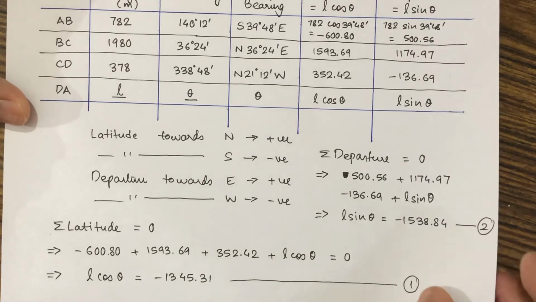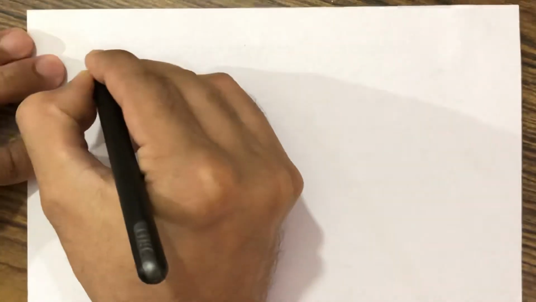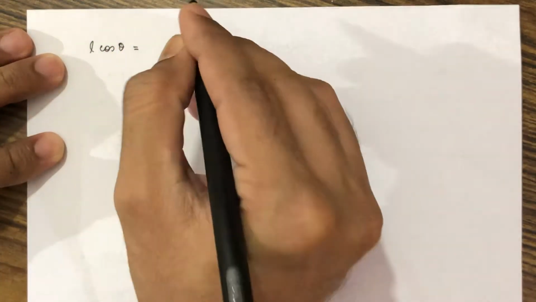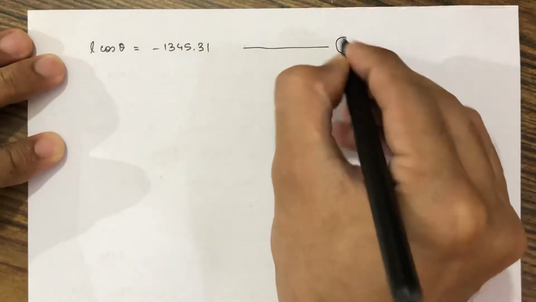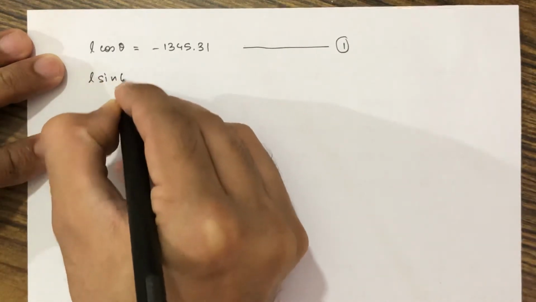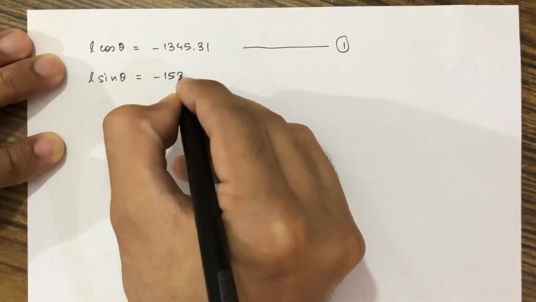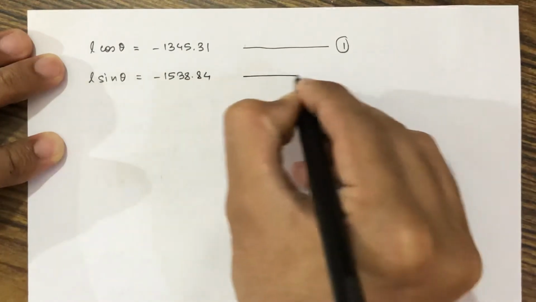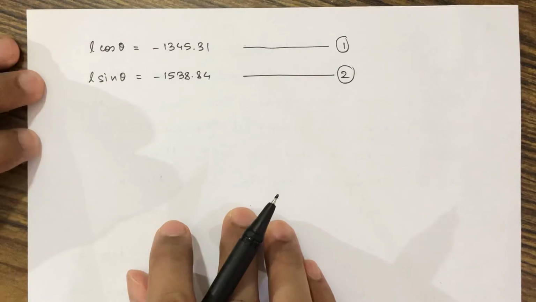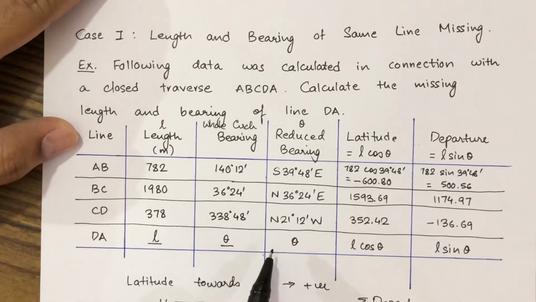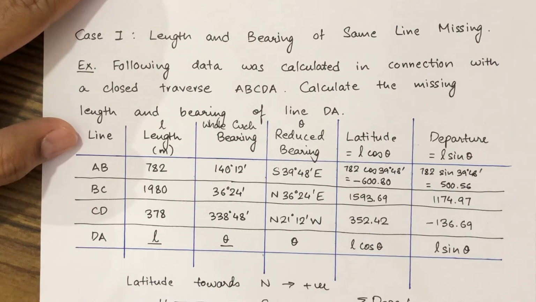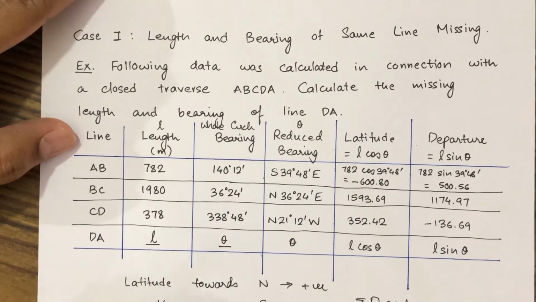Okay, so I'll write down these equations here as well. First, L cos theta is given as minus 1345.31. This was equation 1. And L sin theta is minus 1538.84. This is equation 2. Now, we need to find out the length and bearing for this line DA.